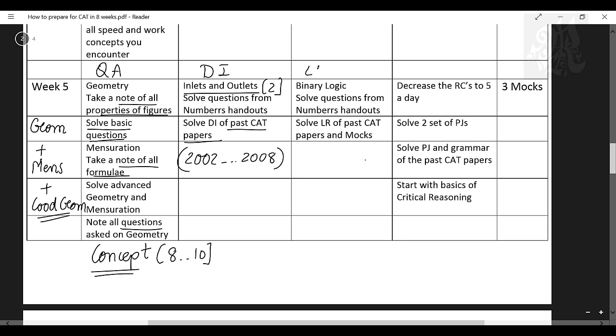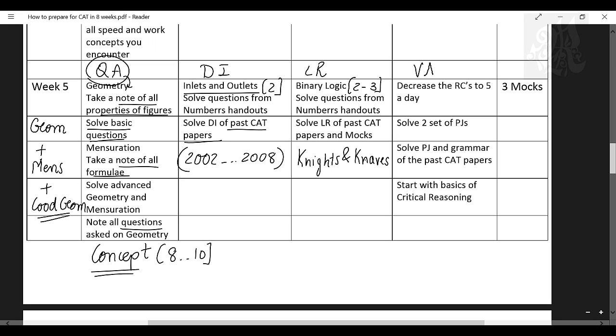When it comes to LR, do just binary logic, because anyway quant is very high this week. You're supposed to dedicate a lot of time to quant, so it's better if you do light topics in DI and LR. So we'll do binary logic. Again, it has just 2 or 3 types of questions at most. You can search for knights and knaves questions on Google. Also, you can check out our website for the same. You'll find some knights and knaves questions there. These questions are completely based on binary logic.